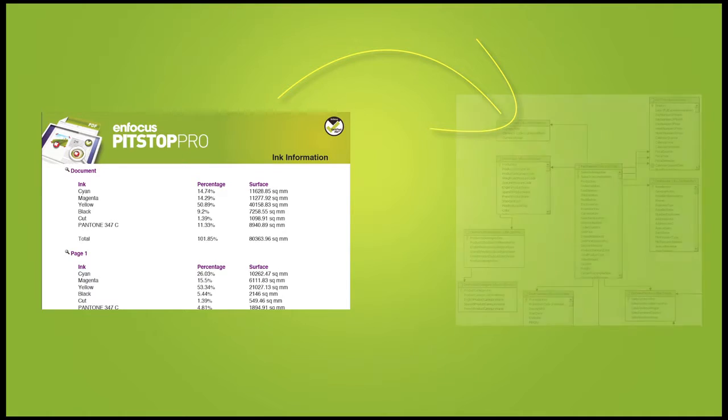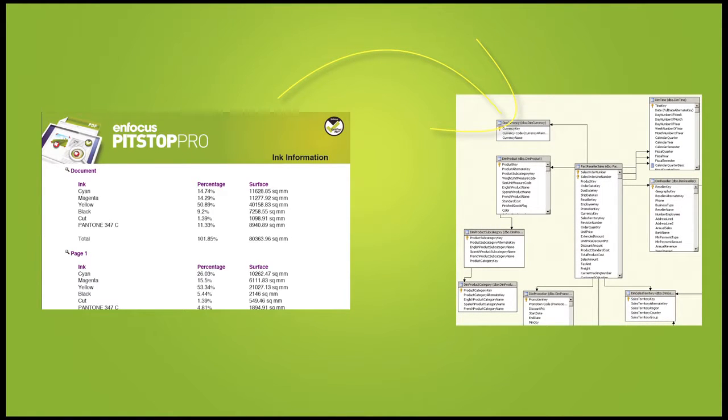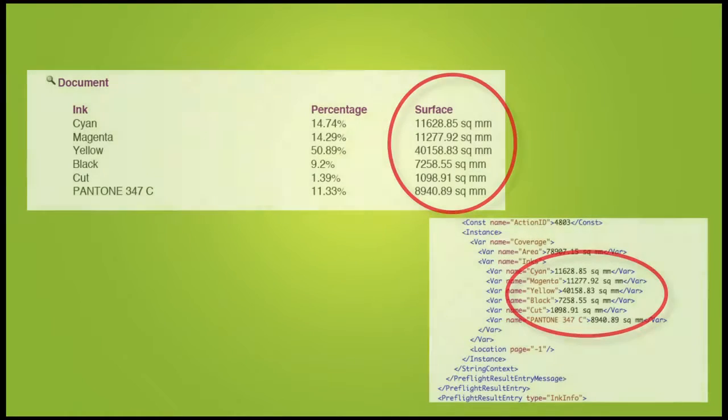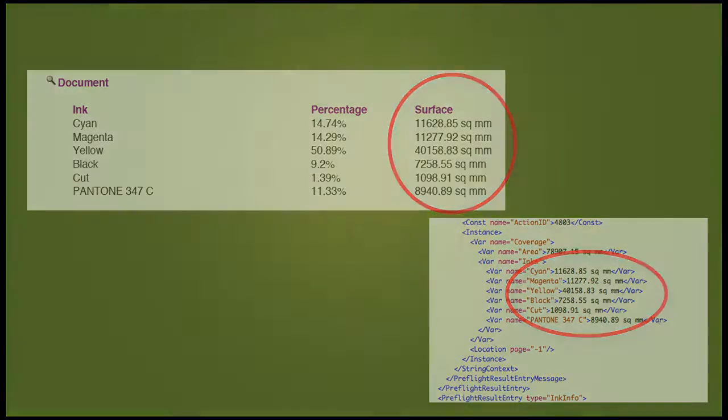Inserting this information automatically into an MIS system with which you do post calculations or with which you order your materials is another. The ink usage information is also available in the XML report that can be created next to the PDF report in PitStop Server. Here you see the same values that were in the PDF report. Your MIS system can then read the XML to extract the ink usage information.